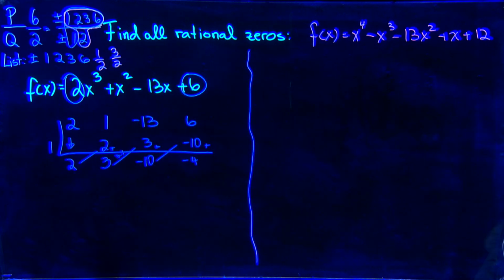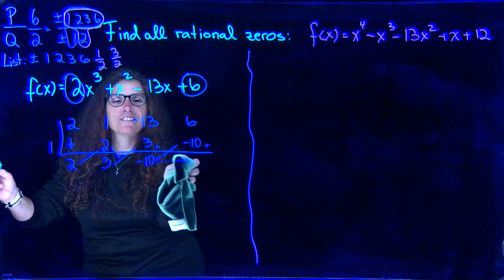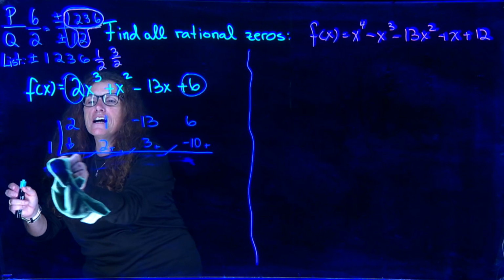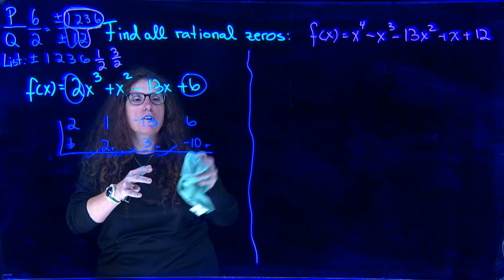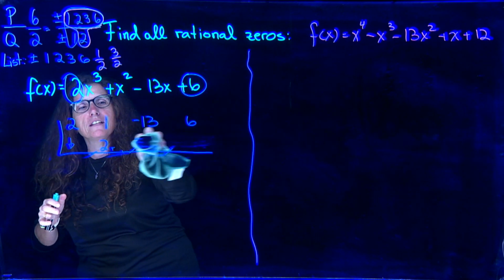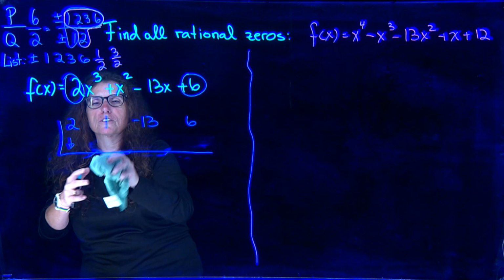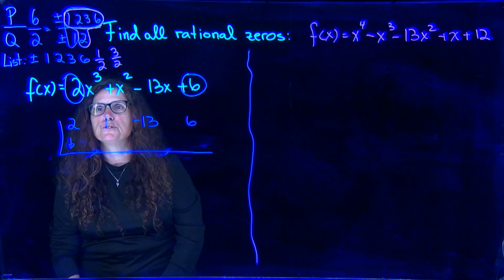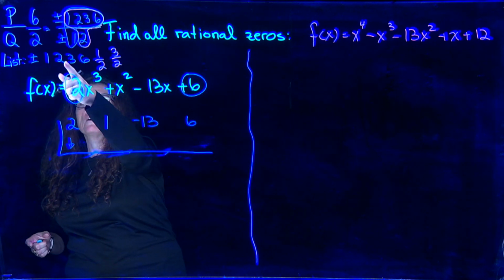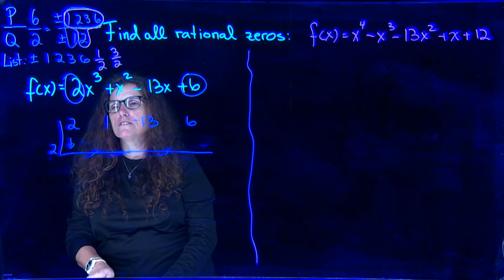Let me just jump out here, and I want to erase this. So let's try. Now what we normally would do, if I was at home, I would try negative 1. And you see that negative 1 doesn't work either. So let's go and try 2. So now I'm going down the list, and 2 is my next number. So let me change colors.